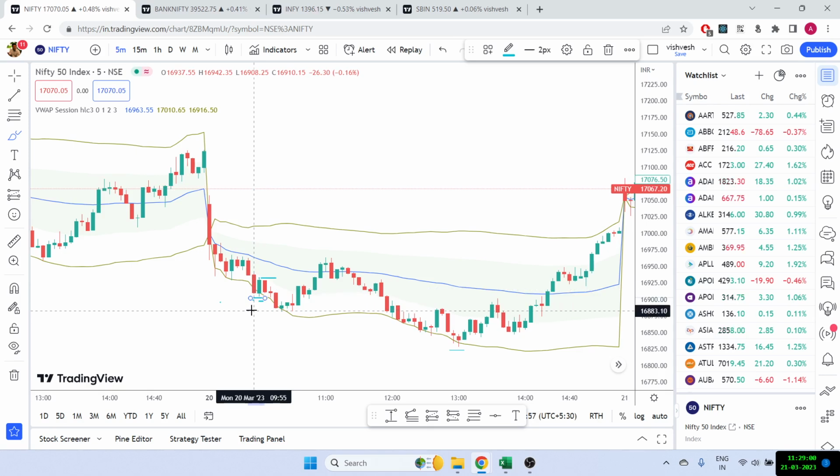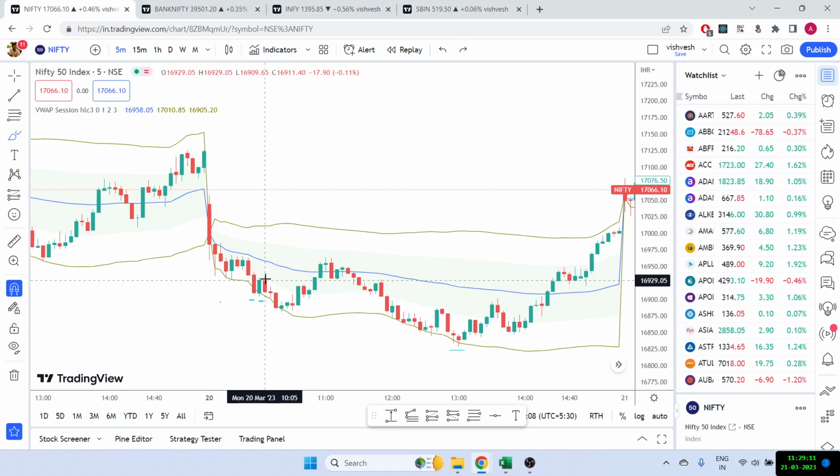Very important to note, because my first target is the middle line, my risk to reward should be at least 1:1. So if you can see here, my risk to reward was not 1:1. So I will skip this trade. In fact, you can see that the high was not broken at all. So anyway, the trade never got triggered, but I will still skip this trade.